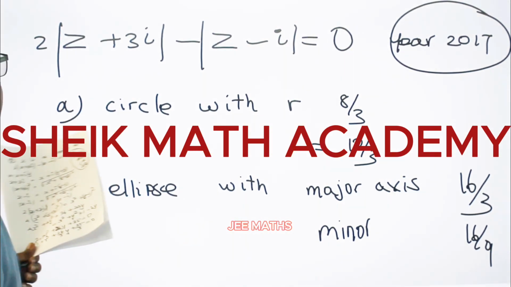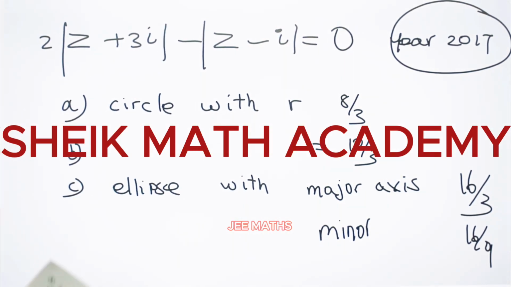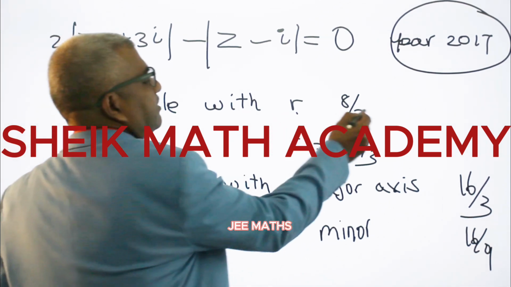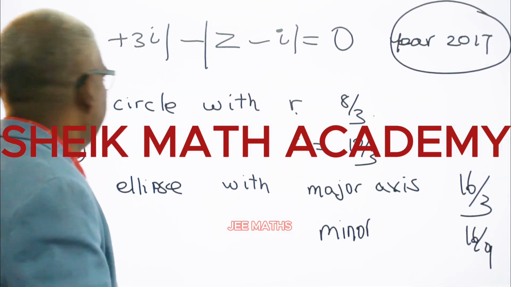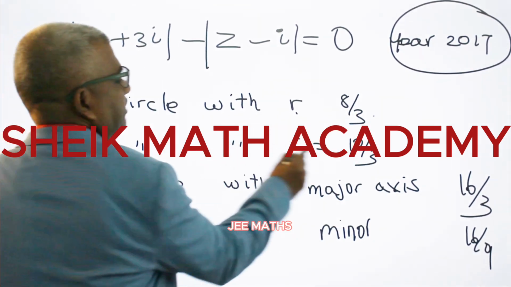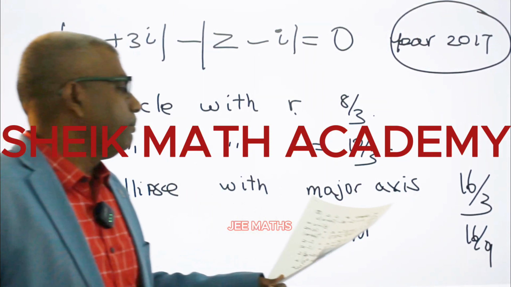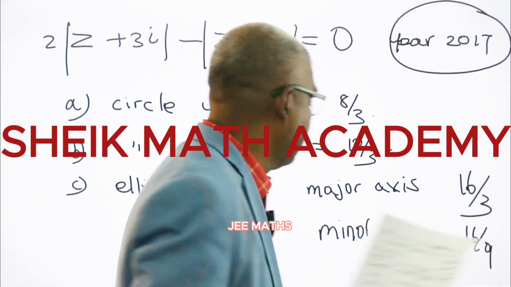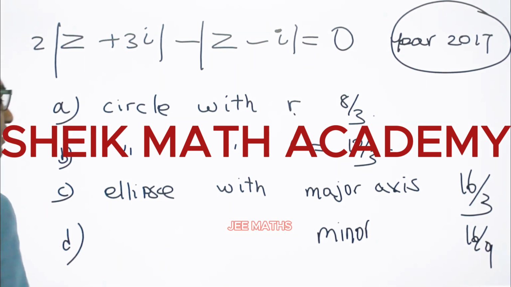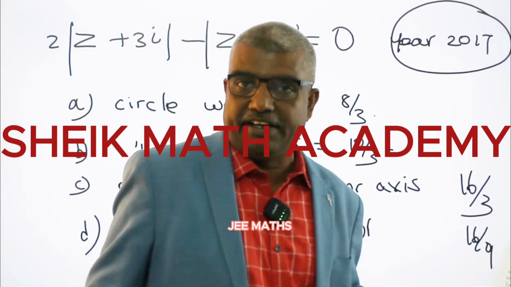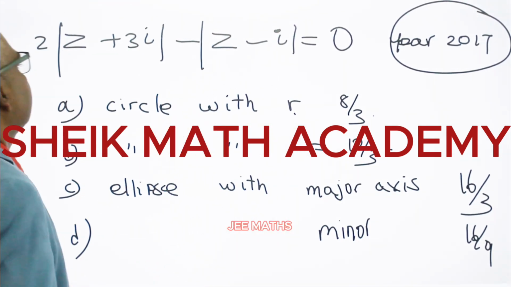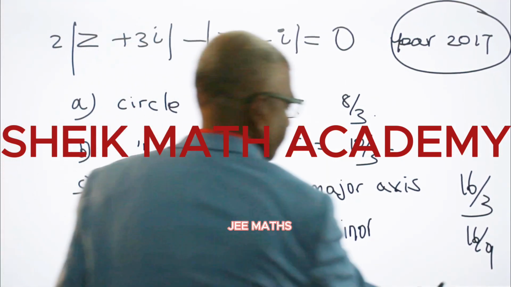This represents a circle with radius 8 by 3 is one option. A circle with radius 10 by 3 is another option. C is an ellipse with major axis 16 by 3. D is an ellipse with minor axis 16 by 9. Okay. Now let us see the question. How to do the question.